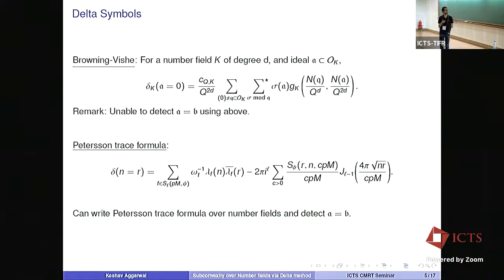And credit where it's due, such an approach was suggested to me by Roman when I was doing my PhD, but then I did not quite follow it. And then much later, I'm like, okay, let's just get down to it and do it. So there is a Petersson trace formula over number fields, and we are essentially using the Petersson trace formula over number fields, and we are trying to make things work over here.